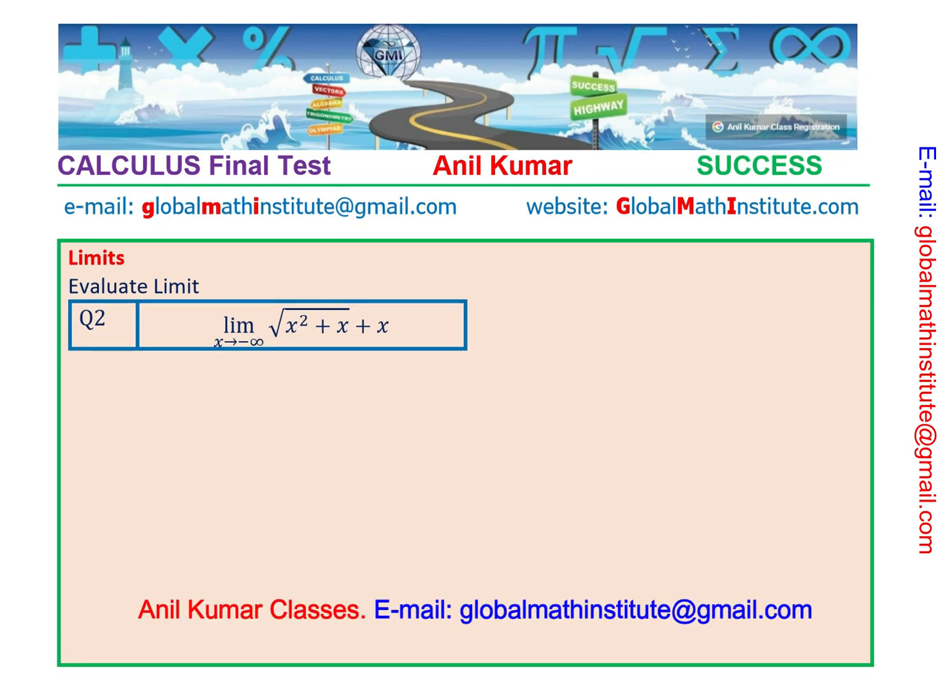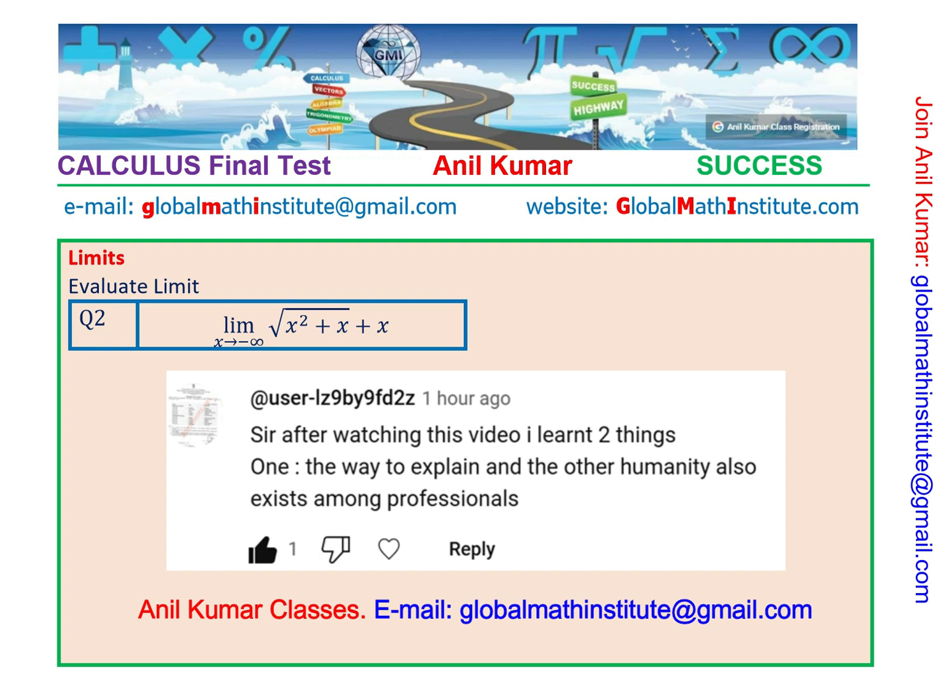The second question is on limit. Limit x approaches minus infinity for square root of x square plus x. Another difficult question which, once you understand, you can always find limits for many functions approaching infinity or minus infinity. So the two questions on limit which we have taken here are actually critical questions.